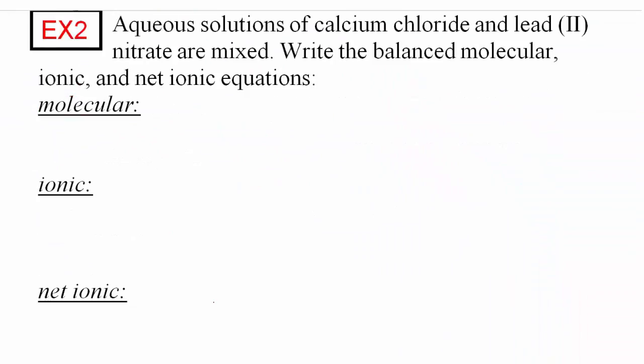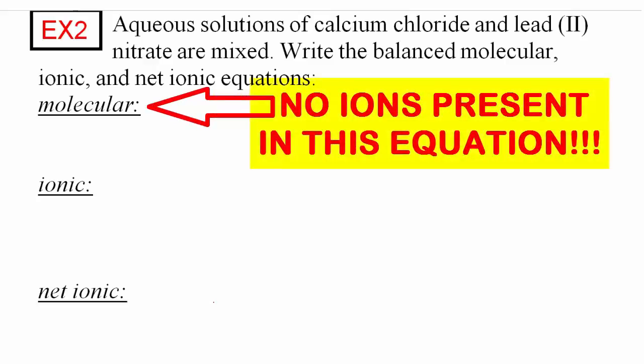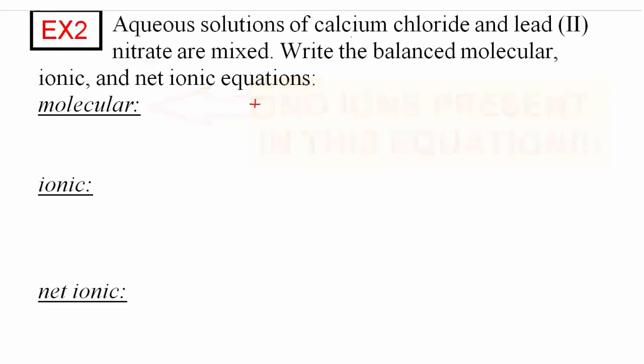Aqueous solutions of calcium chloride and lead 2 nitrate are mixed. Write the balanced molecular, ionic, and net ionic equations. So it's easiest just to show you how to do this. So molecular just means no ions. So we write our 2 reactants together. And they said it was calcium chloride.